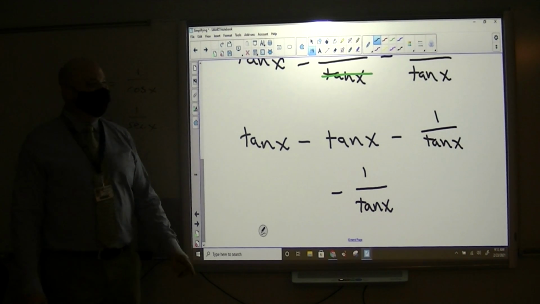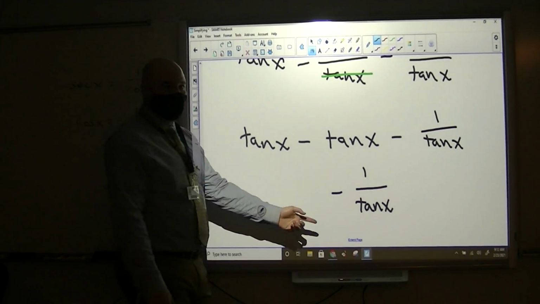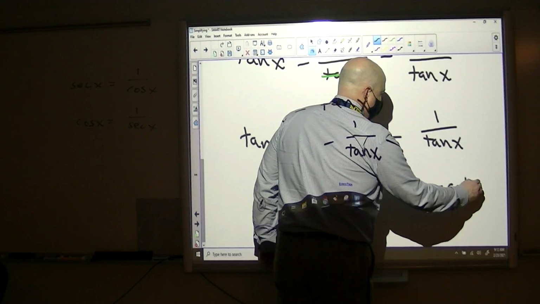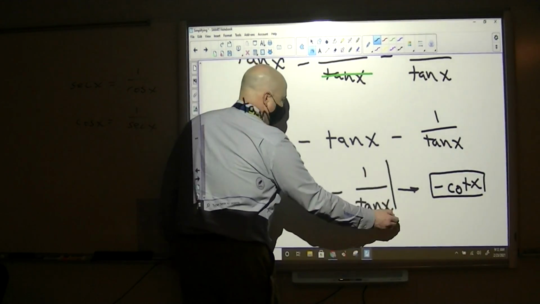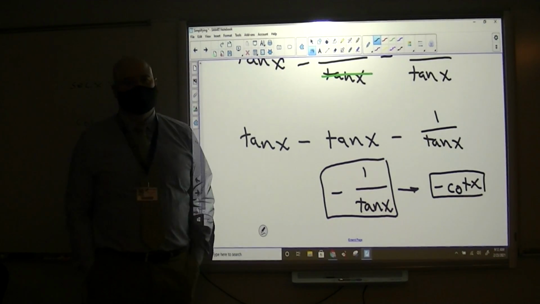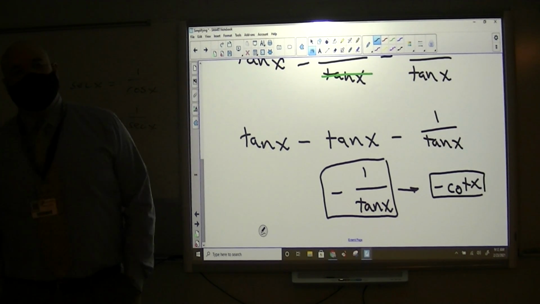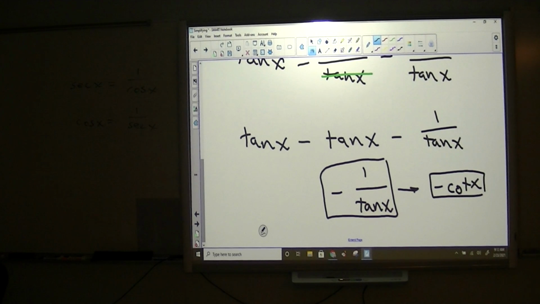But, just like I can write cosine out of the fraction as a regular secant, I can write a tangent out of the fraction as cotangent. But if you left this, I'd be pretty happy about that. Okay? That was it. That was our last simplification. Congratulations.